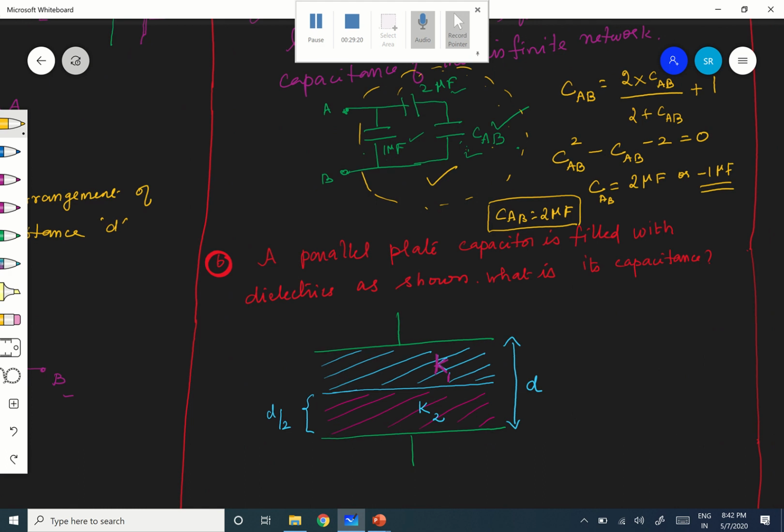Next one, see, a parallel plate capacitor is filled with dielectric as shown. What is its capacitance? It is a very, very important question.